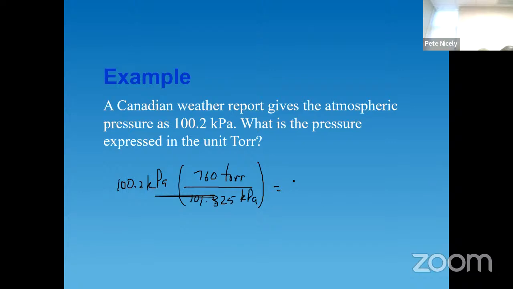And let me get my calculator here to do this computation. So 100.2 times 760 divided by 101.325. According to my calculation, this works out to be equal to 751.6, and the units will be torr. And that's it, all right? So pretty much similar to other types of conversions that we have done. The only difference is that we're working with different units of pressure.